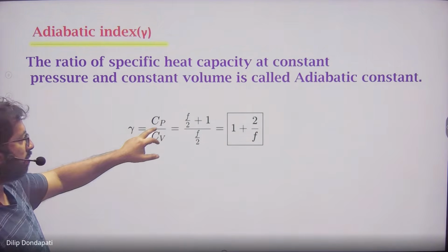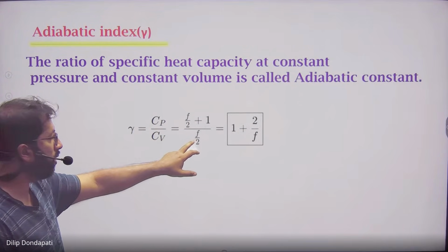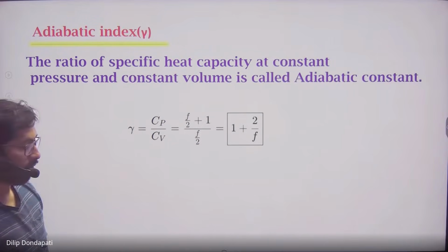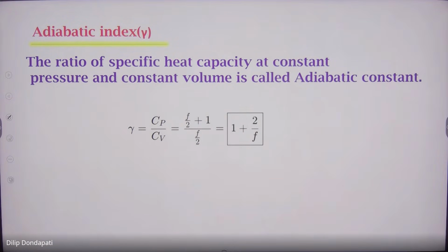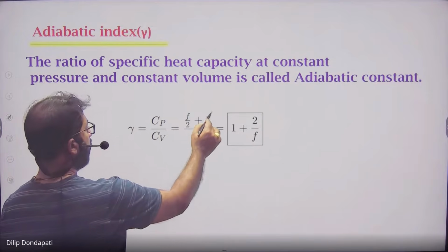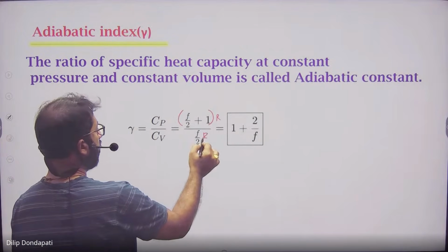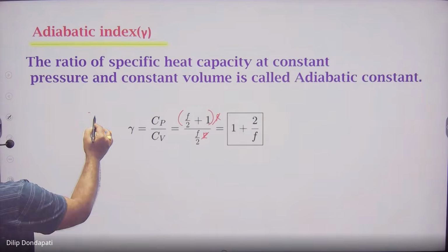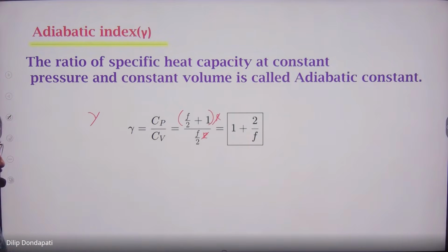Cp by Cv: Cp is F by 2 plus 1, times R, and Cv is F by 2 R. So R cancels, and taking it as F by 2 plus 1 over F by 2, you will get the answer as 1 plus 2 by F. So what is the symbol of it? Gamma. Gamma is nothing but Cp by Cv.